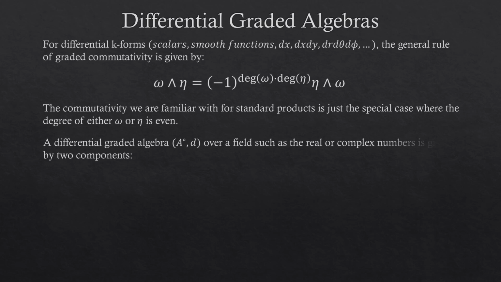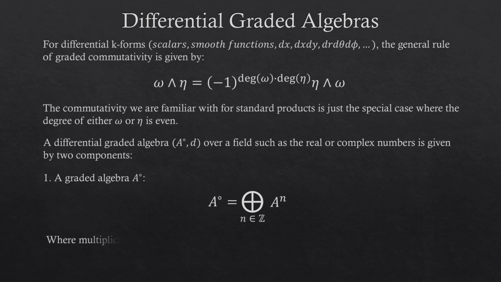A differential graded algebra over a field, such as the real or complex numbers, is given by two components. One, a graded algebra that I'm calling A with this degree symbol, and this degree symbol is to remind us that we're taking a direct sum over the integers n of powers of this algebra A. And that's the grading of the algebra. So multiplication respects the following grading. If we have objects A^i times A^j, it's assumed that this is either a subset of or is directly equal to A^(i+j).